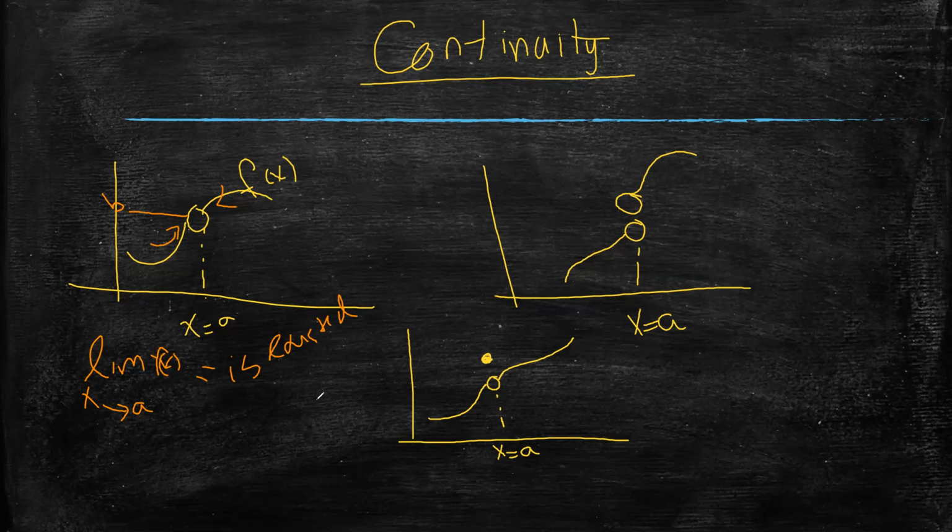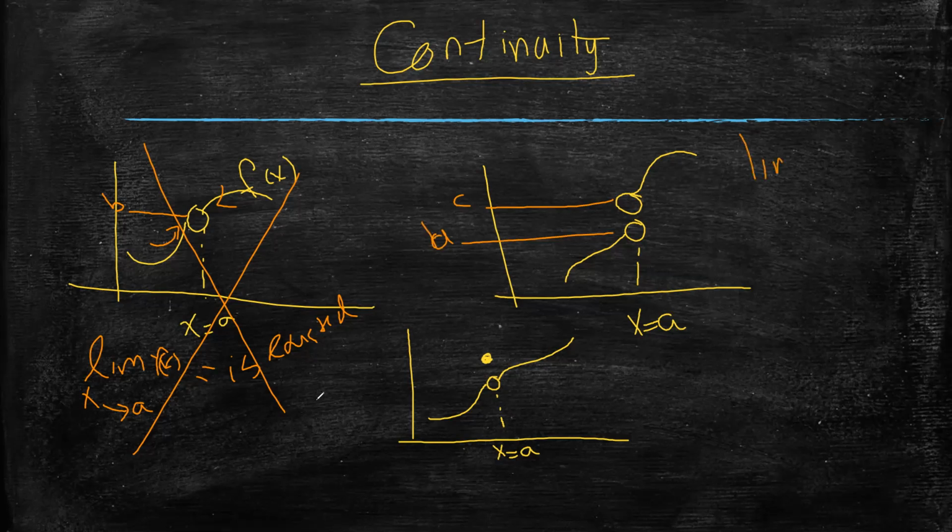Did we have any closed circle here? No. So I will say now in this graph, the function is not continuous. Now look at the second one here. In the second one, here we have C and here we have B.